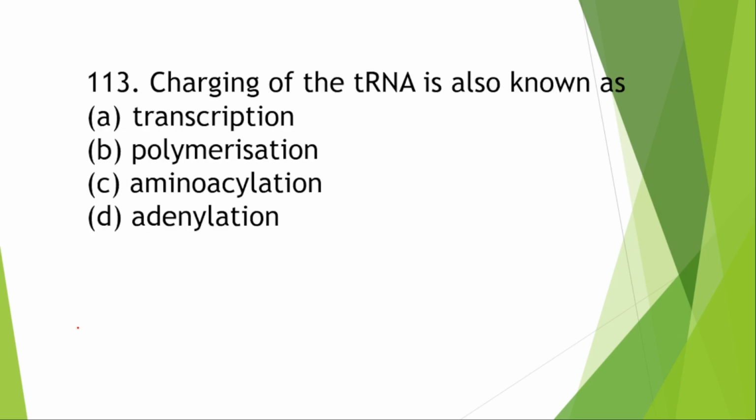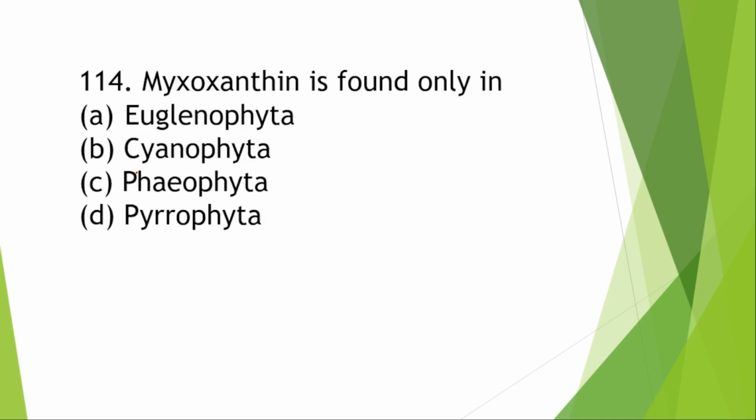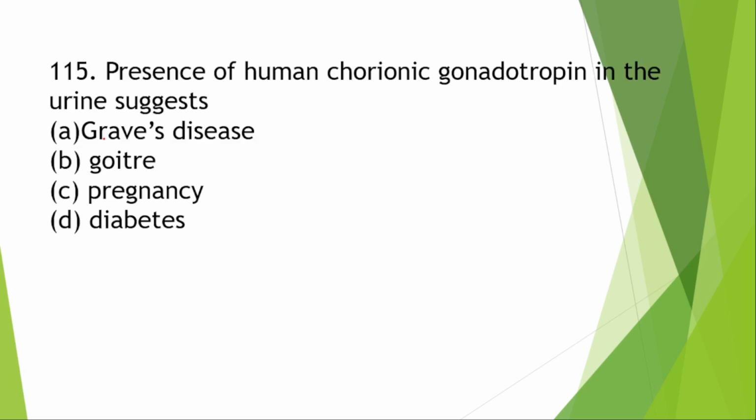Next, 113. Charging of the tRNA is also known as transcription, polymerization, aminoacylation, adenylation. So it is also known as aminoacylation. 114. Myxoxanthin is found only in A. Euglenophyta, B. Cyanophyta, C. Phaeophyta, D. Pyrophyta. So the right option is option B, Cyanophyta.